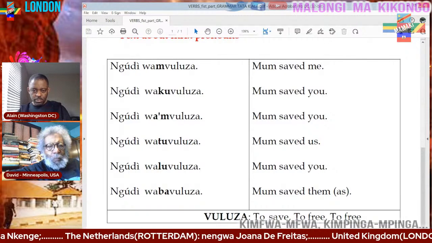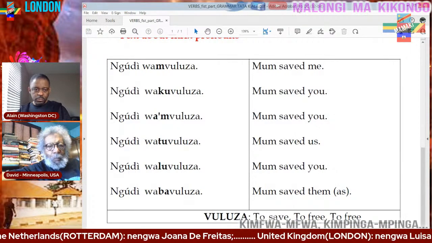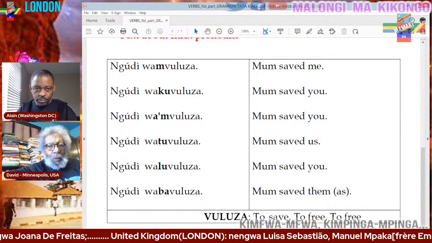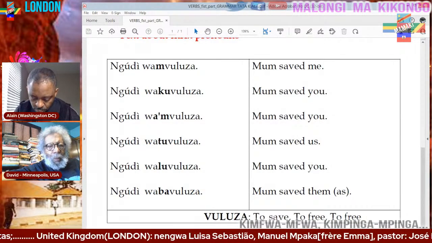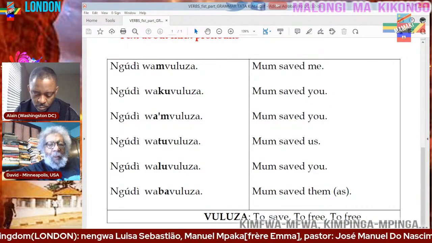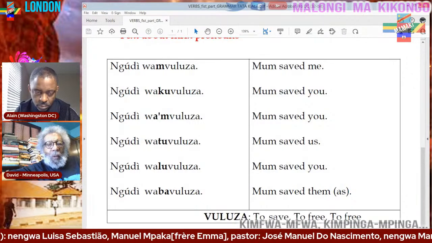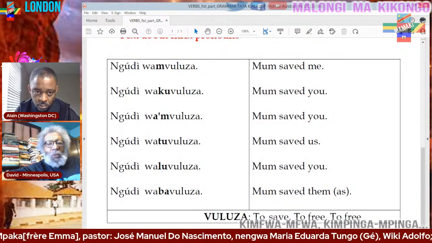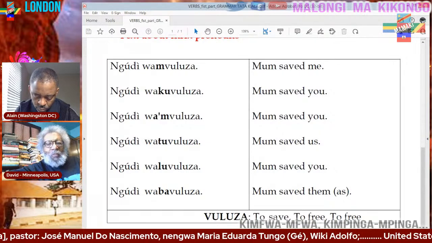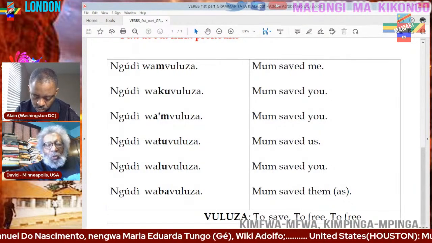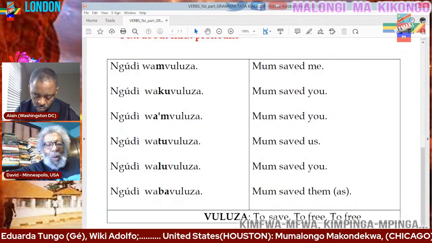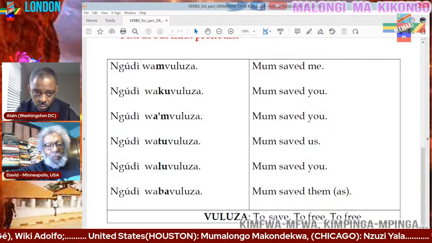Tata David, can you try to read it? See the first and the third, yeah? You write the same way. Nguri wamvuluza. Nguri wakuvuluza. Nguri wamvuluza. Nguri watuvuluza. Nguri waluvuluza. Nguri wabavuluza. Thank you very much.